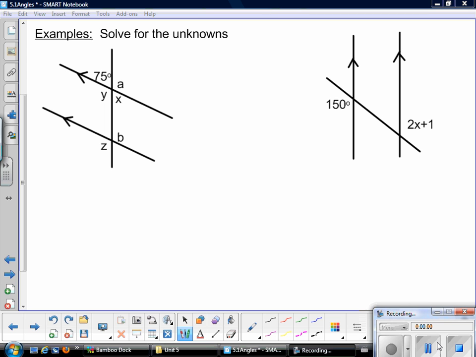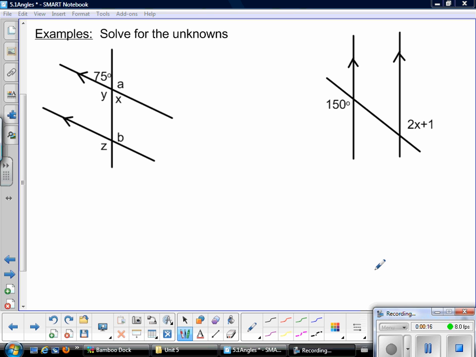Okay, let's look at these examples. Now remember, I want to do the least amount of work as possible. So that means I want to find my X patterns, my Z patterns, and my F patterns, because if I find those, then I don't have to do as much work.